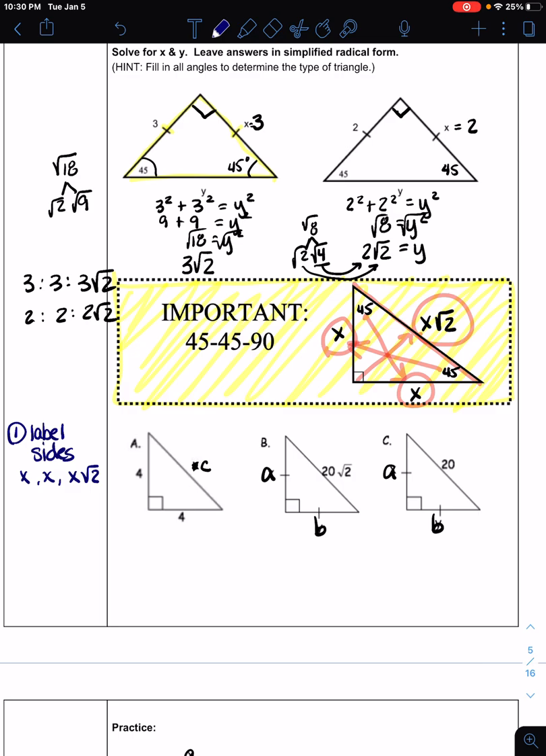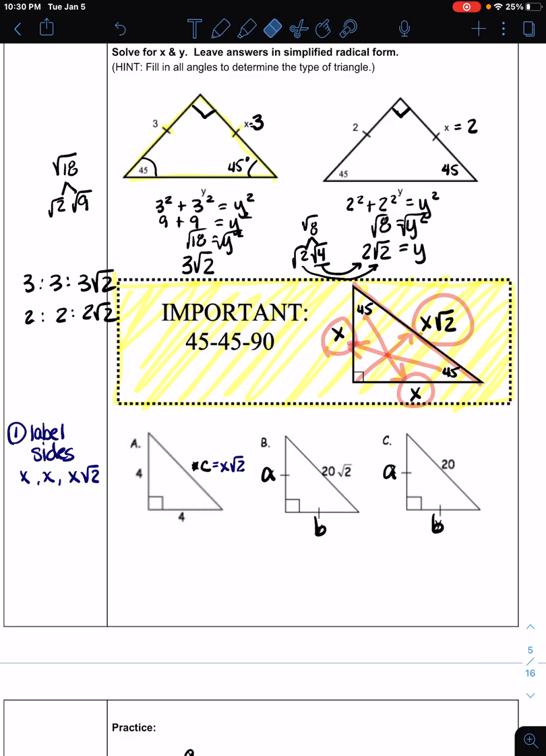Our hypotenuse always gets the x root 2, so I find that. So c equals x root 2. 4 equals x, and 4 equals x. You could also do x is equal to 4 if you want to.